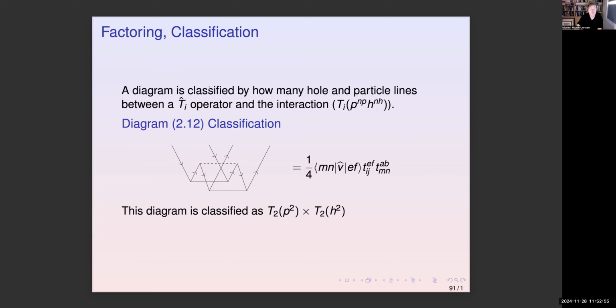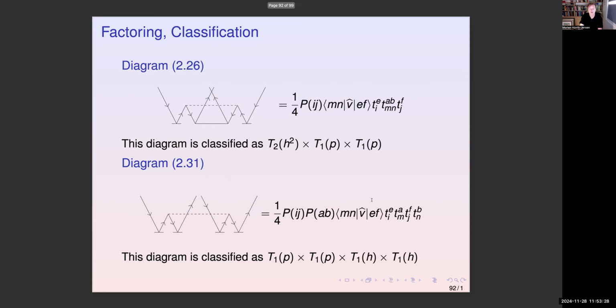So you can actually say that a diagram can be classified by how many hole and particle lines there are between a T1 operator and the interactions. So you could then have a given number of particle-hole diagrams. In this specific case, this diagram has two T2 amplitudes multiplied with an interaction, and in that case we have two particle states and two hole states which we need to deal with. And this is a way to classify the diagrams in order to figure out which one can be factored.